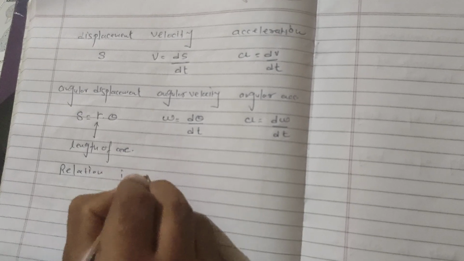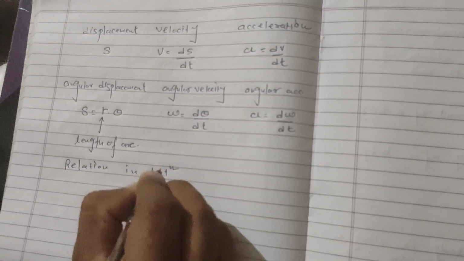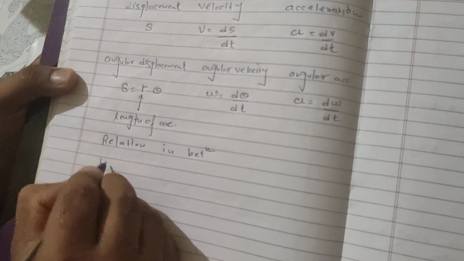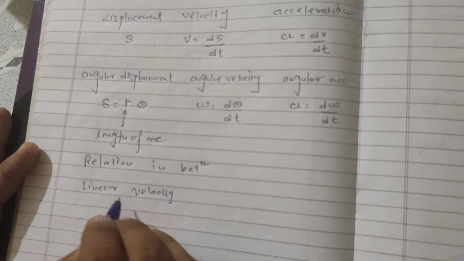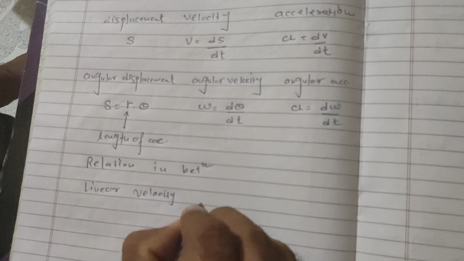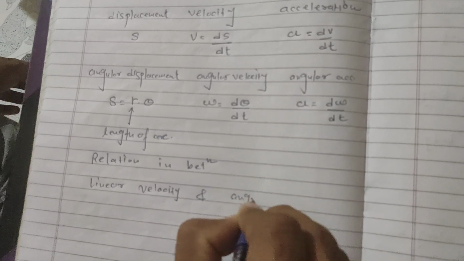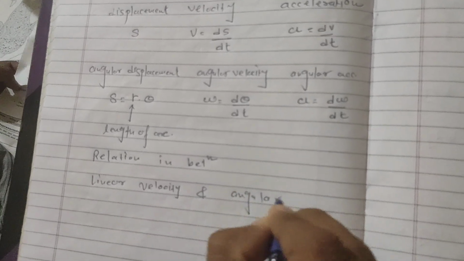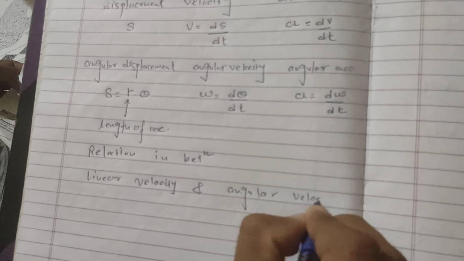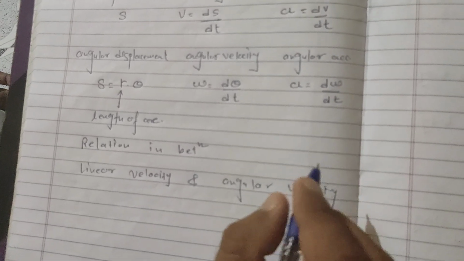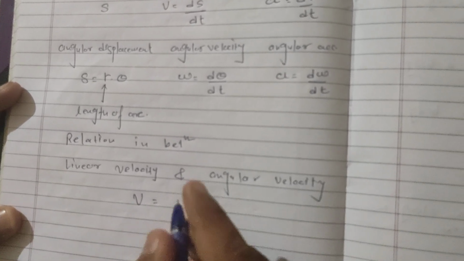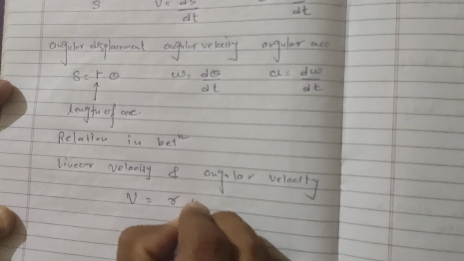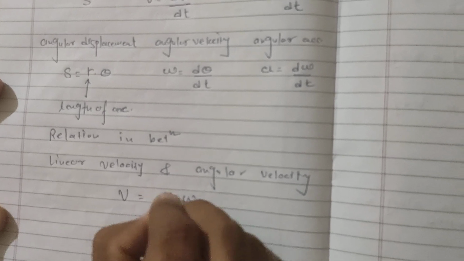On the basis of this we derived two relationships. First, the relationship between linear velocity and angular velocity, which is derived as v is equal to r omega.